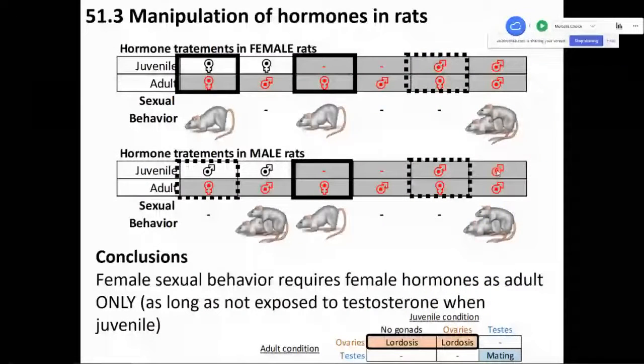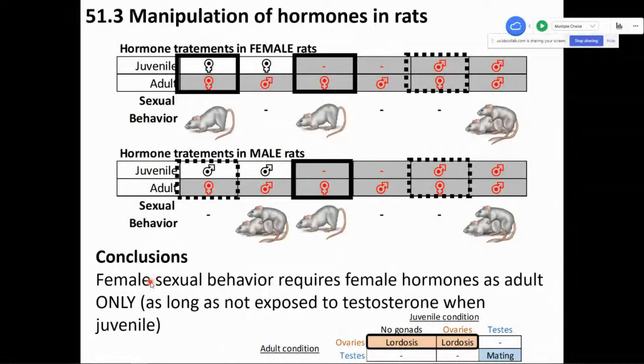Okay, and when the females, sexual behavior requires female hormones as an adult only. It doesn't matter what you're exposed to as a juvenile, as long as it's not testosterone. So here you can have lordosis. You've got adult female sex hormones here again and here again. But in this example, they had testosterone as a juvenile, and in that example there, and this example there. And then that stops it behaving in that manner.